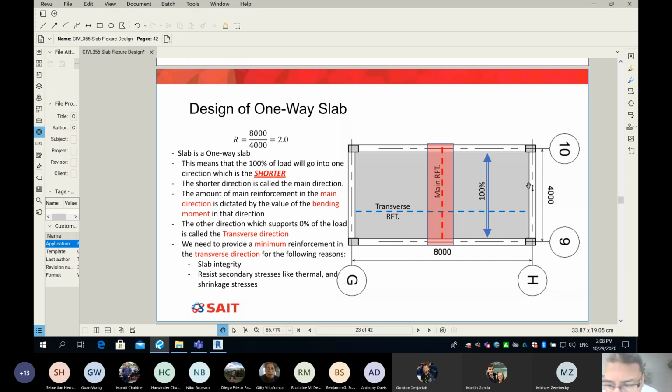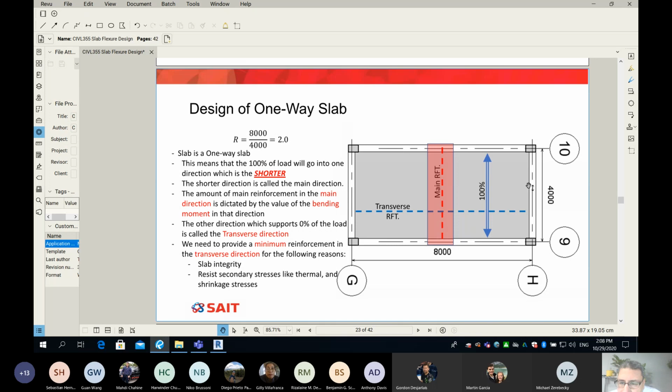8 and 4, and my beams are all around. So it's one way. Yes, it's one way. Remember when I talked to Mike and I said 2 is included. So 2 and above. Anything below 2 is two-way. Anything 2 or above means it's so elongated that it will work as one way, because one direction is so short and so strong that it will take 100% of the load. Okay, so we say our slab is one way.